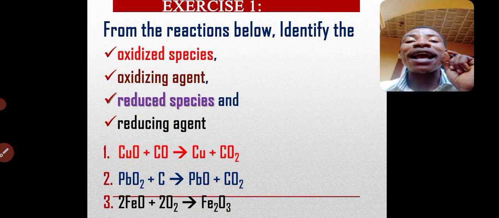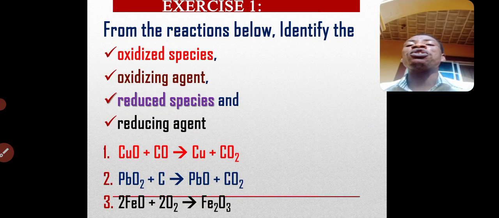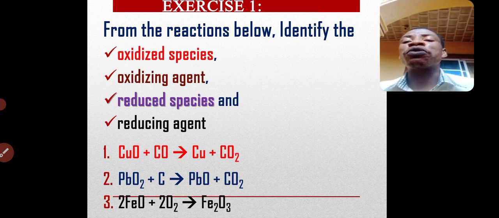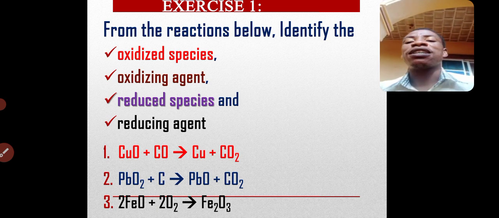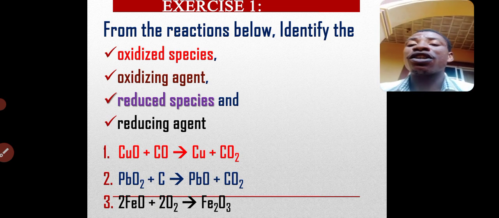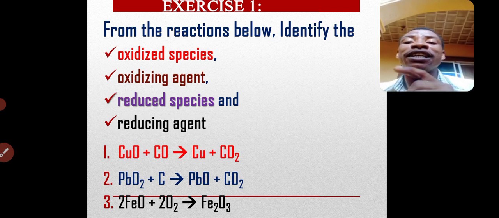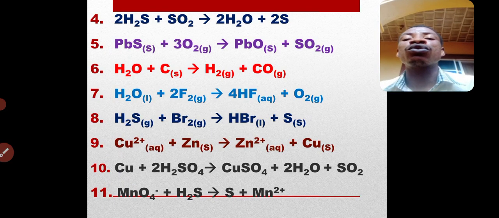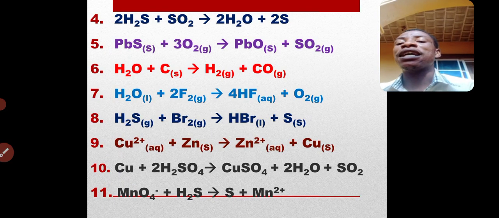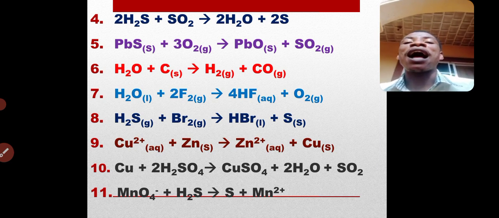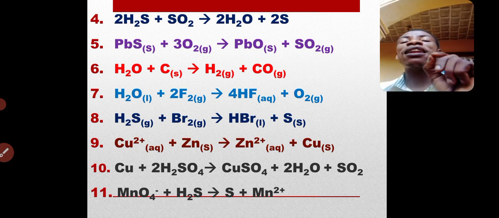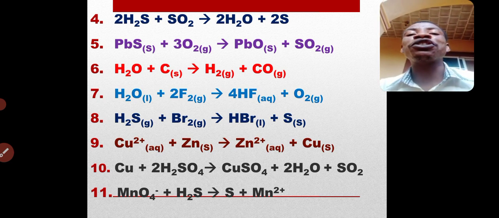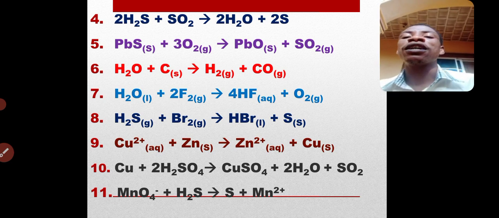So I'll be giving you some exercises here. You have to identify the oxidized species, the oxidizing agent, the reduced species, and the reducing agent in the following equations. I'm having the first 3 in this page. Then you can pause the video to do the assignments there, and the last ones are in this place. So identify the oxidized species, the oxidizing agent, the reduced species, and the reducing agent in the following equations.